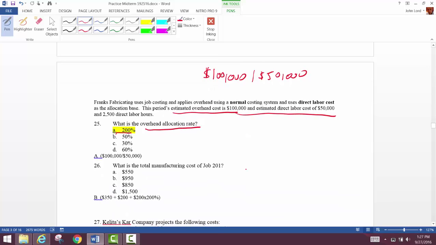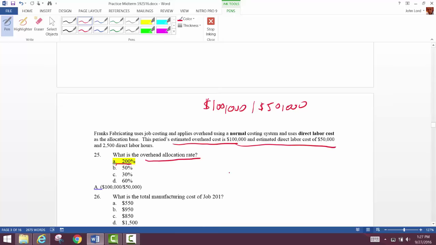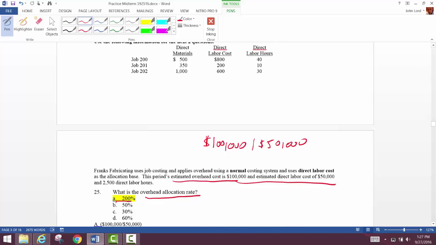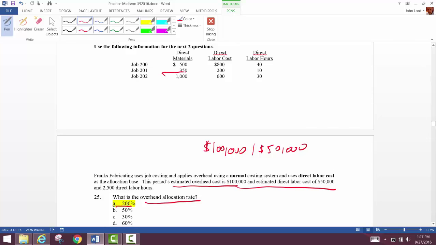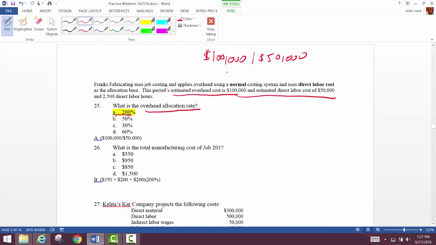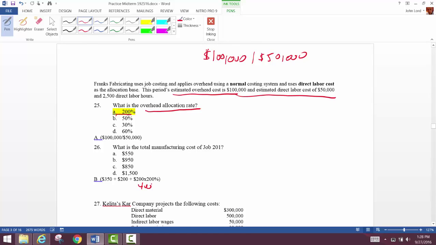Okay, and then what is the total cost of job 201? And so if you look back up at the table, job 201, we pick up the direct materials, 350. We pick up the direct labor costs of 200. And then if we're using what, 200% of 200, that should be what, 400? And so you add all that up, what's that, 950? Direct materials, direct labor, overhead.